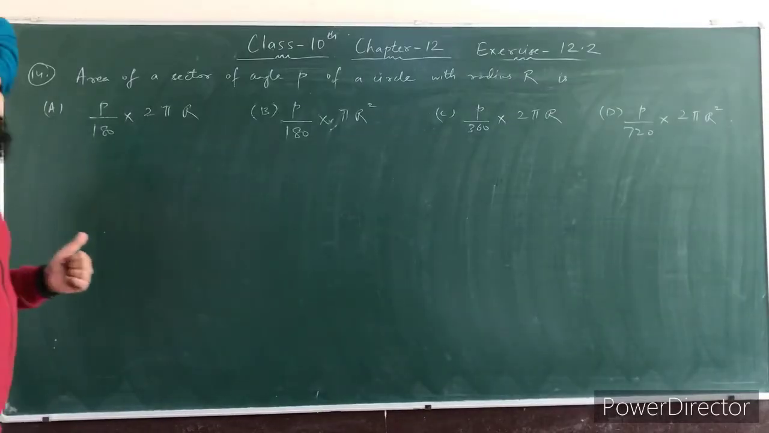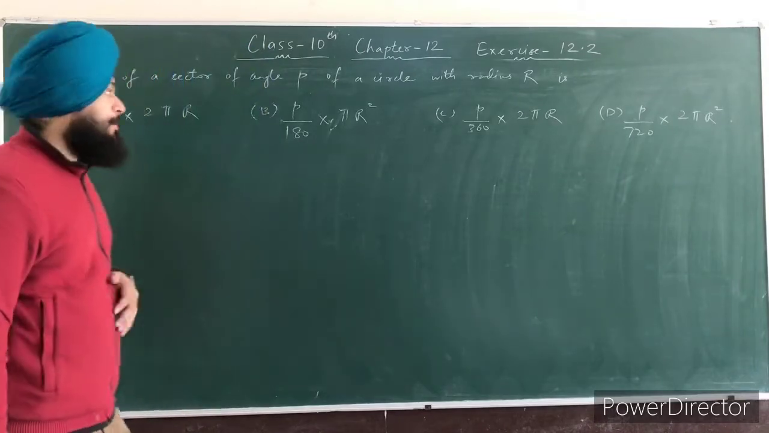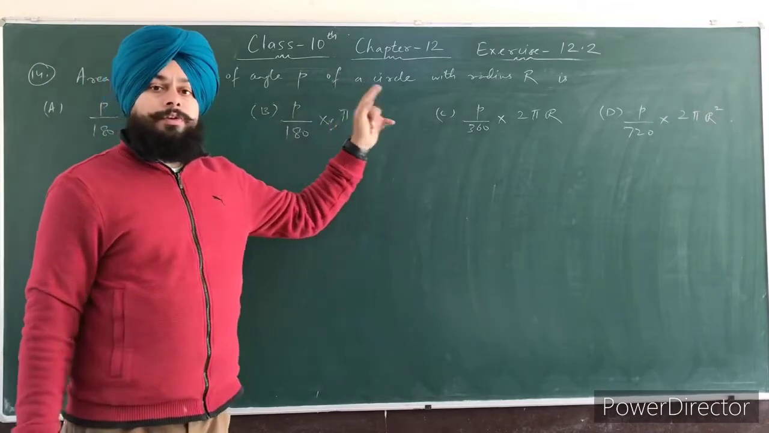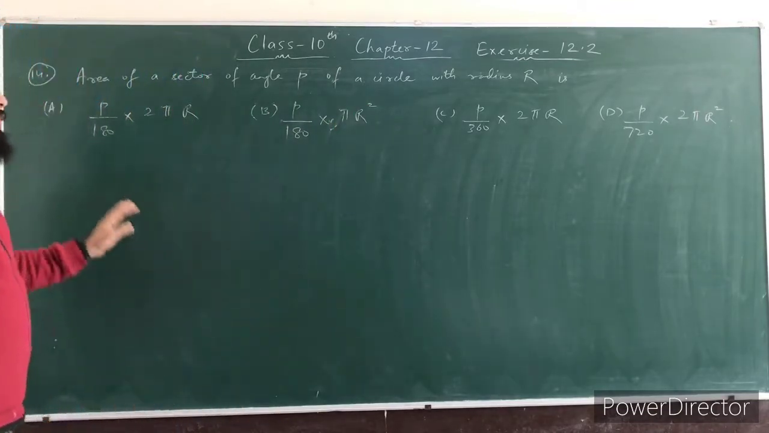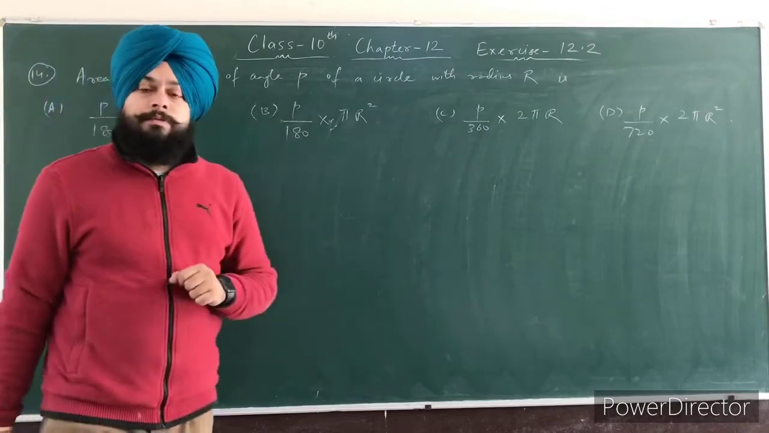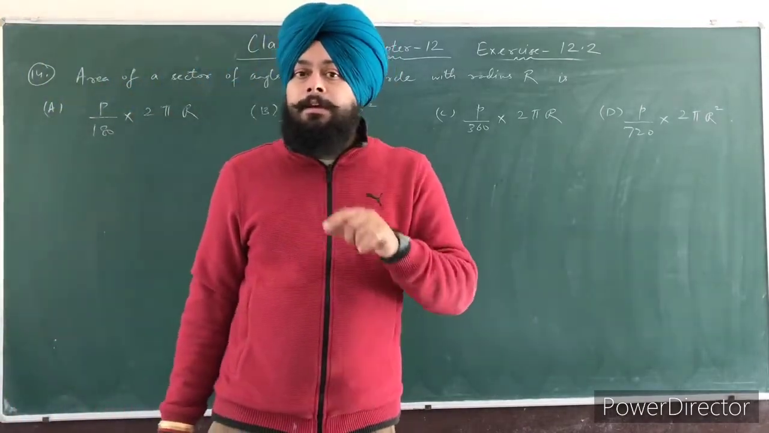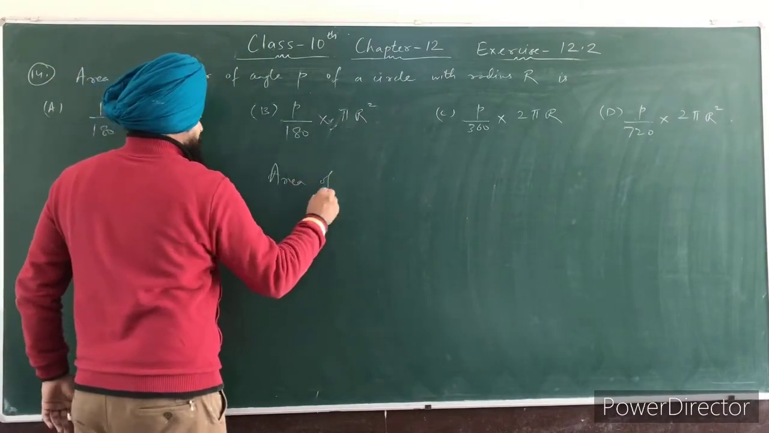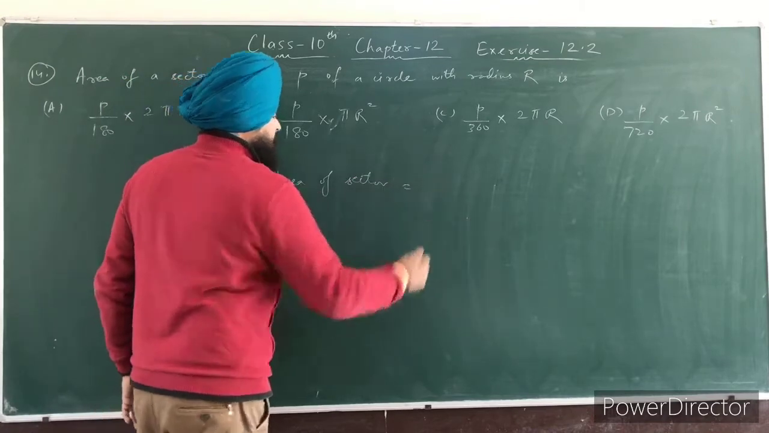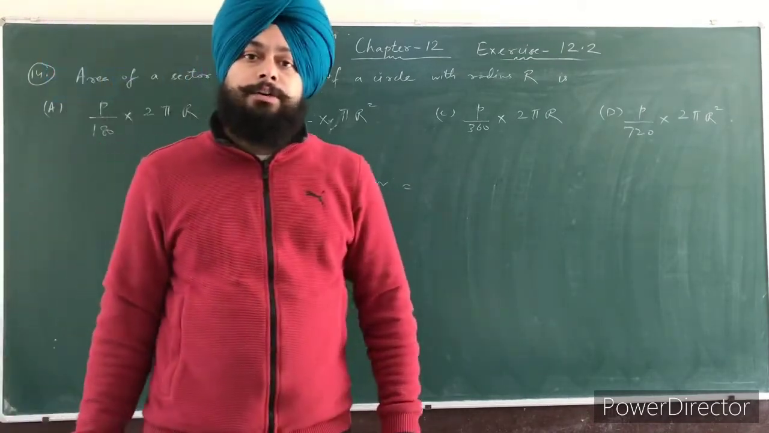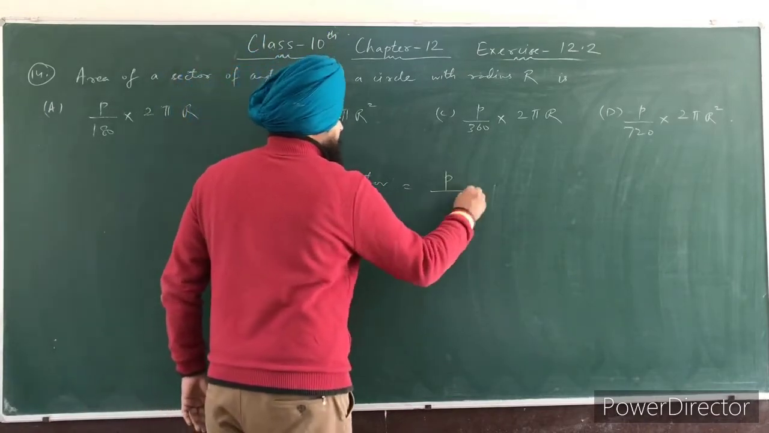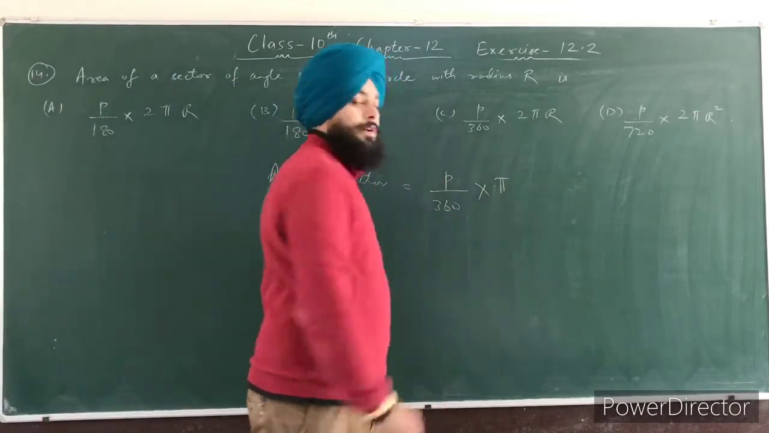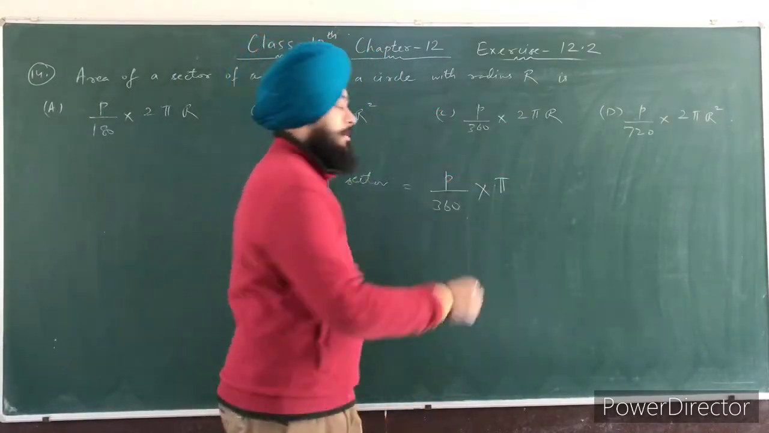Next, this is the last question, number 14 of exercise 12.2, which is the MCQ. The question is: area of a sector of angle P of a circle with radius capital R is. So there are four options. So we have to find the area of sector in which theta is small letter p and the radius is capital R. So what is the area of sector? Area of sector is theta over 360 into pi r squared. So theta is here p over 360 into pi r square. R is the radius, given here as capital R.